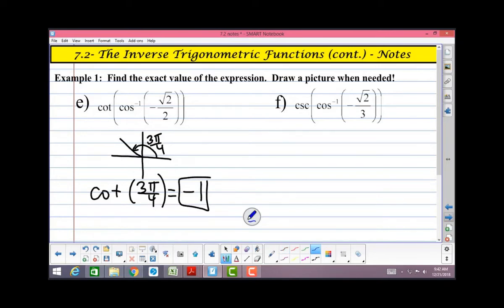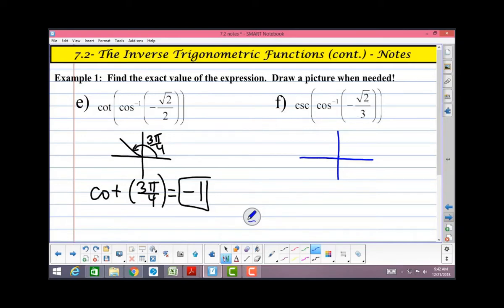F, however, looks kind of like unit circle in disguise, but it's not. Realize in the unit circle, we have square root 3 over 2. We don't have square root 2 over 3. So this one, you do have to draw a picture.